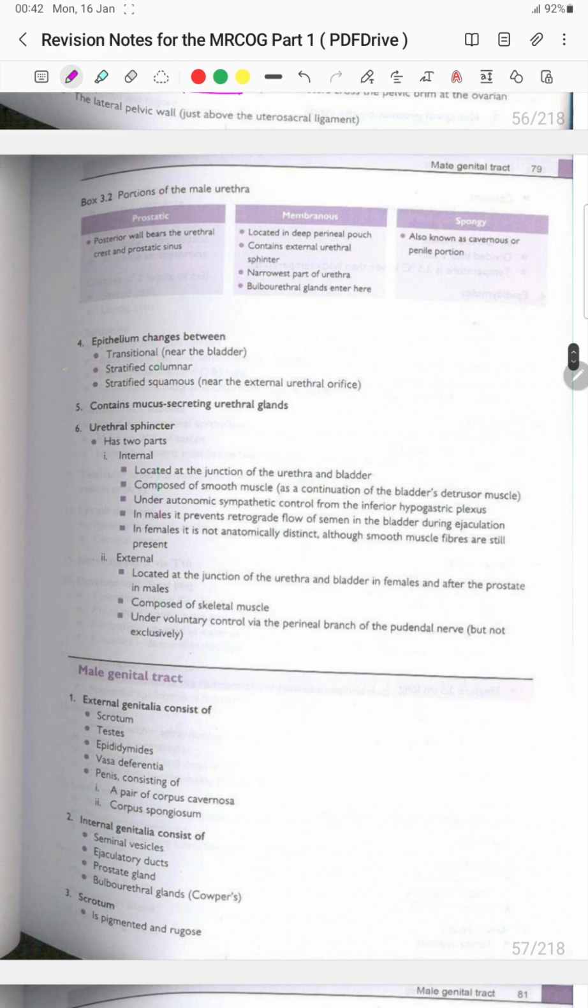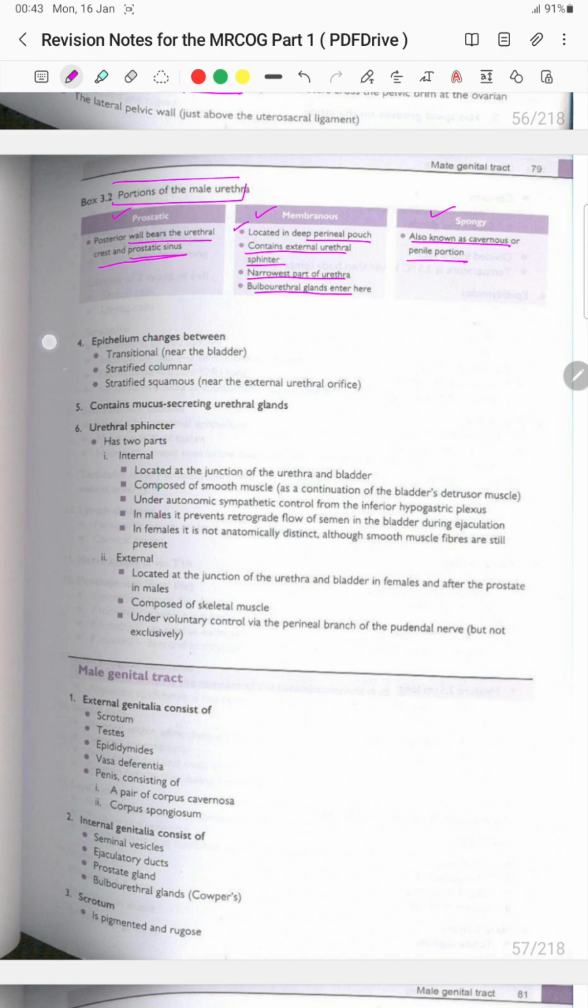And the portions of the male urethra are the prostatic, the membranous, and the spongy. The prostatic posterior wall bears the urethral crest and the prostatic sinus, and the membranous is located in the deep perineal pouch, and contains the external urethral sphincter and the narrowest part of the urethra, and the bulbourethral glands enter here. The spongy is also known as the cavernous or the penile portion.